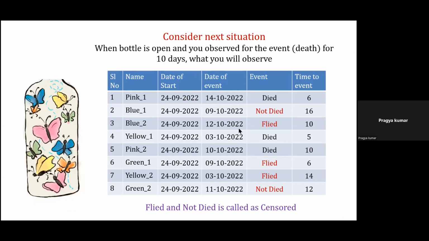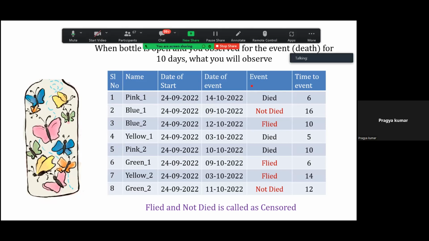another example. This is the same hypothetical example where the start day was the same for everyone. In this case, what can you see? How is it different from the first example? You can see that now the bottle is open. This is not a closed system anymore, and the bottle is open. So if the bottle is open, there can be a few flies which have flown from the bottle.